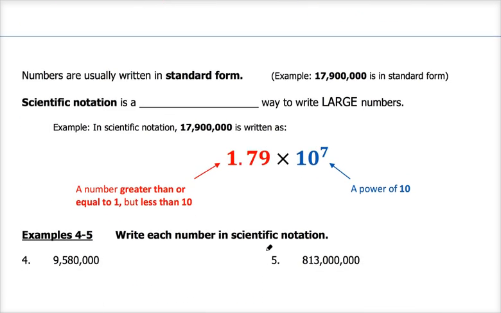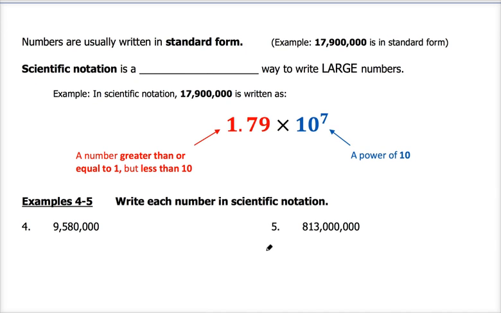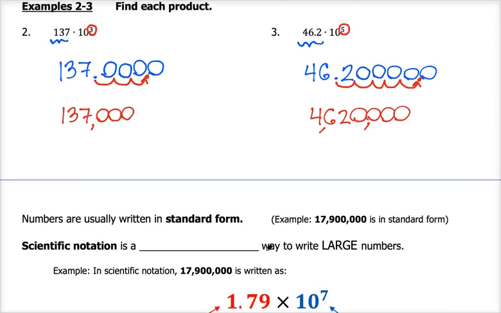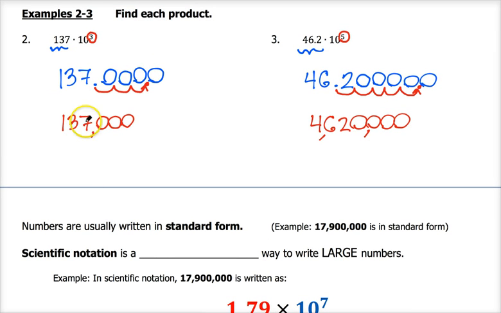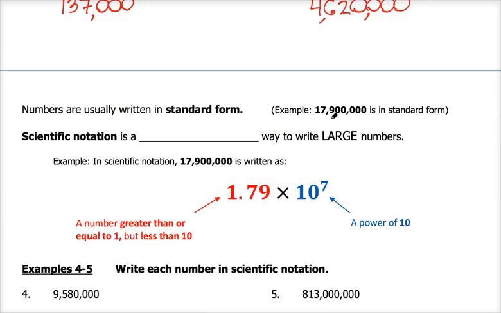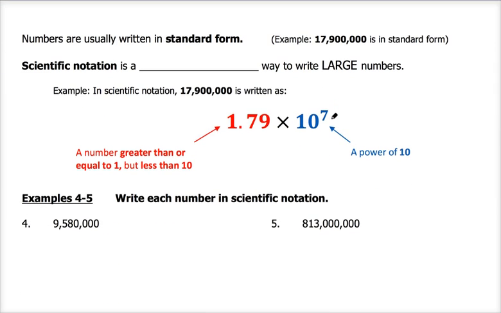Okay, going to the back side, now we're going to talk about what is called scientific notation. So my answers to problems 2 and 3, this 137,000 and this 4,620,000, are examples of what is called standard form. Okay, we write most numbers in standard form. That's when we use our commas in our large numbers.